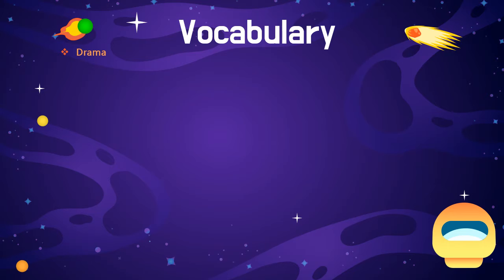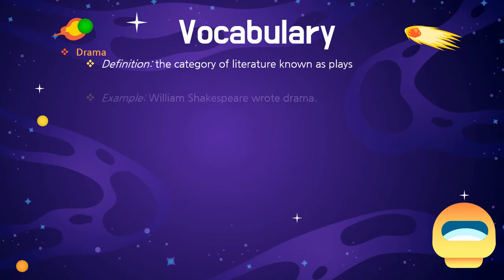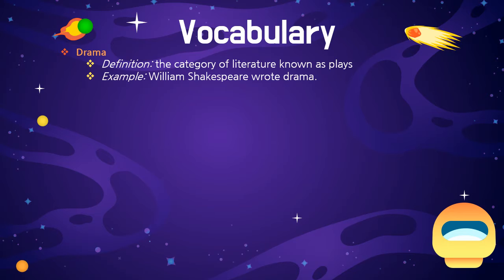Our first word is drama. Drama. This is the category of literature known as plays. So a play is a drama. You may have more often heard of this word used when somebody makes a big deal out of something. Oh, they're so full of drama. But that's because it comes from people who are acting, who are making things seem different because they are acting. It's not real. So that's kind of where it comes from. That is a drama. For example, William Shakespeare wrote drama.